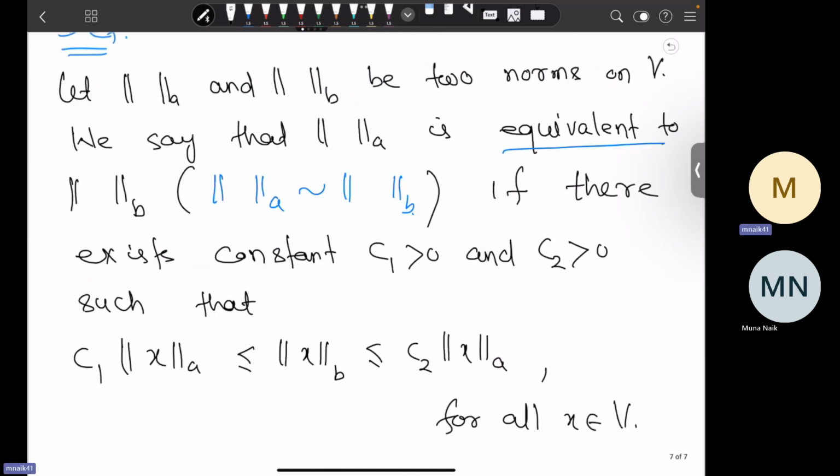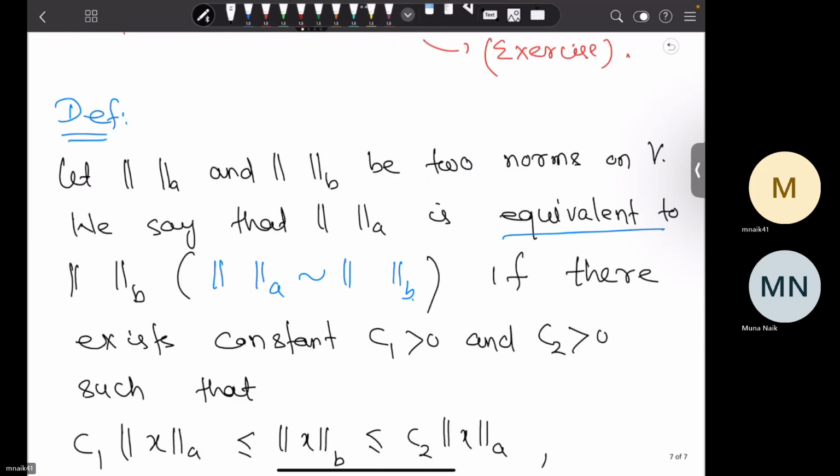Yeah. So let norm A and norm B be two norms on V. We say that norm A is equivalent to norm B, and we will write it like this, if there exist constants C1 greater than 0, C2 greater than 0, such that C1 norm x B is less than or equal to norm x A, which is less than or equal to C2 norm x B, and this will happen for all x.